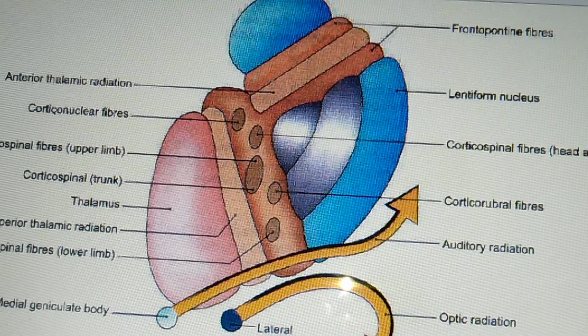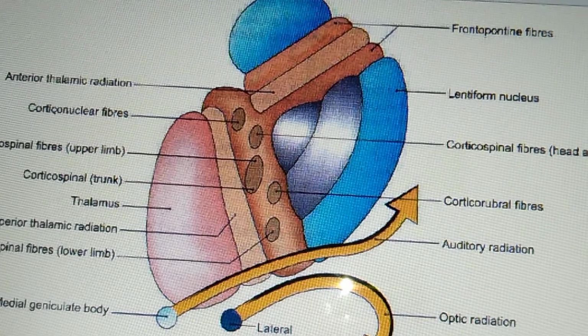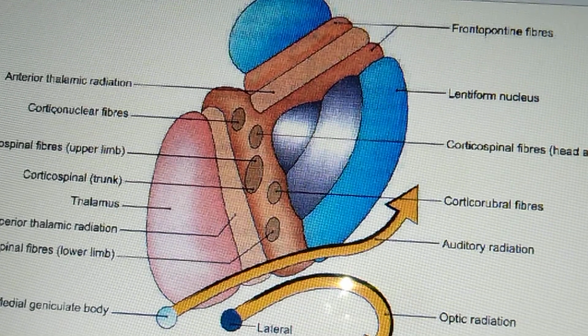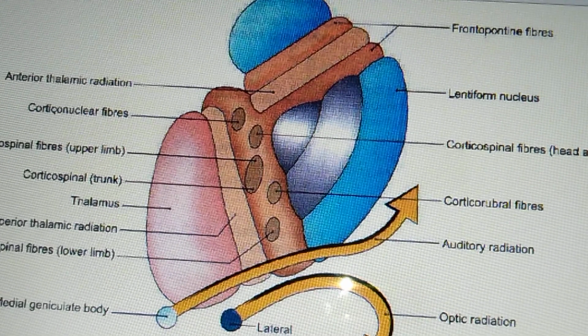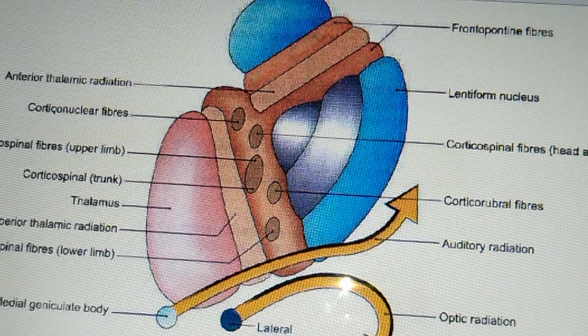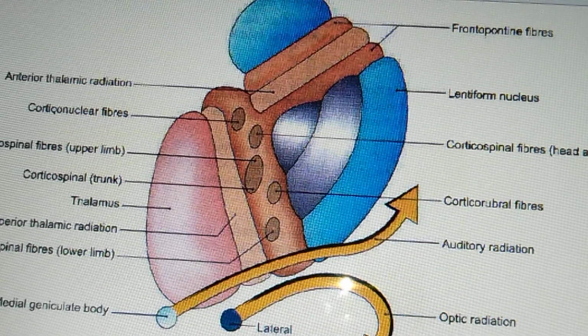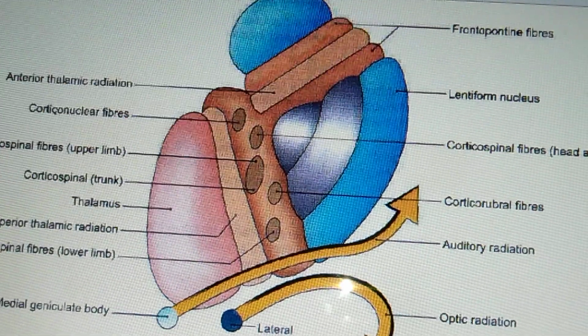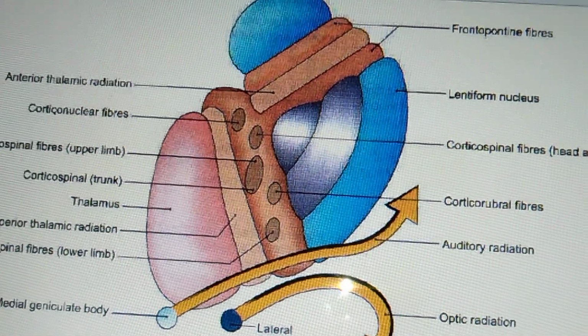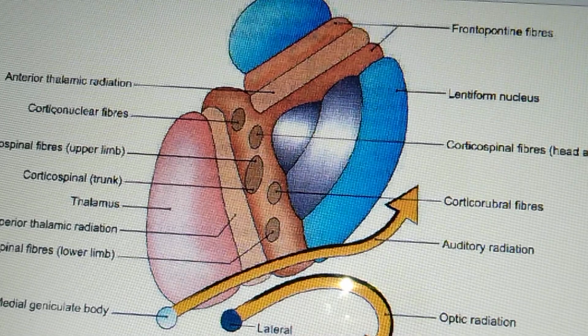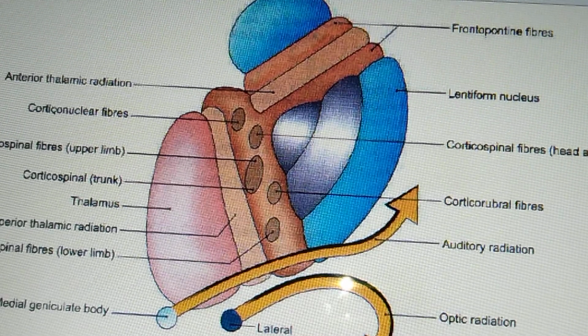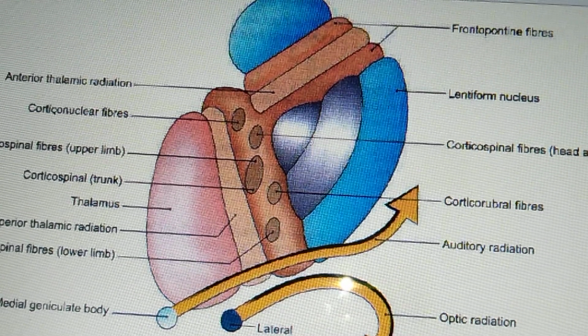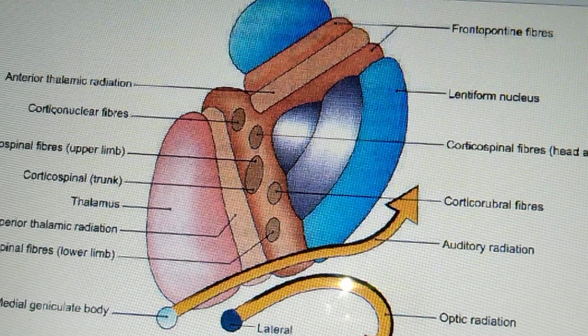In the sensory fibers, the thalamus plays an important role. Thalamocortical fibers form the thalamic radiations. First is the anterior thalamic radiation. Here you can see the anterior thalamic radiation is shown. The fibers from the anterior and the dorsomedial nuclei of the thalamus terminate in the cortex of the frontal lobe.